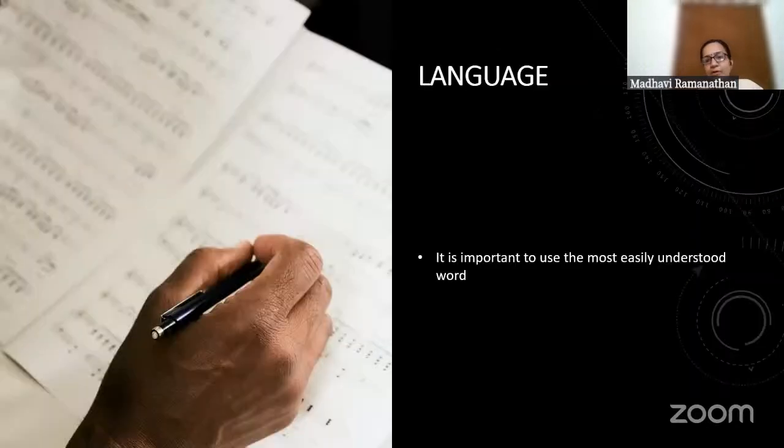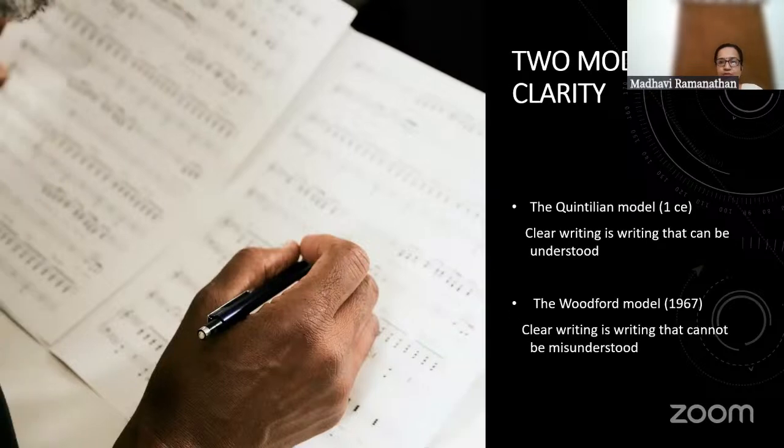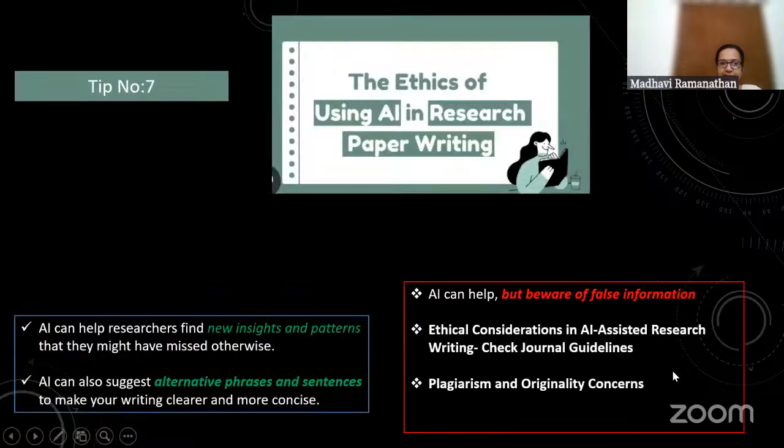Another important thing is the language. It is important to use the most easily understood words. For example, here are two ways of putting the same thing. Clear writing is writing that can be understood. The same thing can be written as: clear writing is writing that cannot be misunderstood. The first is much simpler than the second way. So make it simple. Do not use double adjectives, etc.